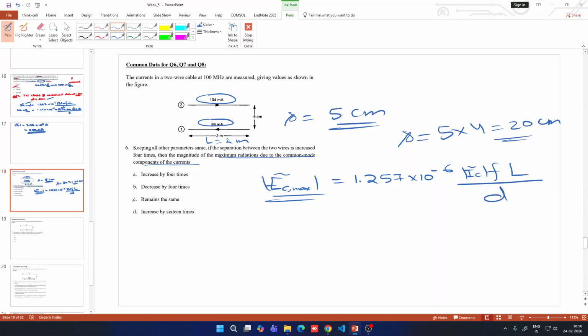Correct. Option C, it remains the same. Because if you see, there is no dependence on S for EC max. If it had been asking about the maximum radiation due to the differential mode current, then the answer could have been different. But the maximum radiation due to the common mode component of the current does not depend on the separation distance between the wires. So the maximum radiation due to common mode current does not depend on the separation between the wires, and the correct option is C.